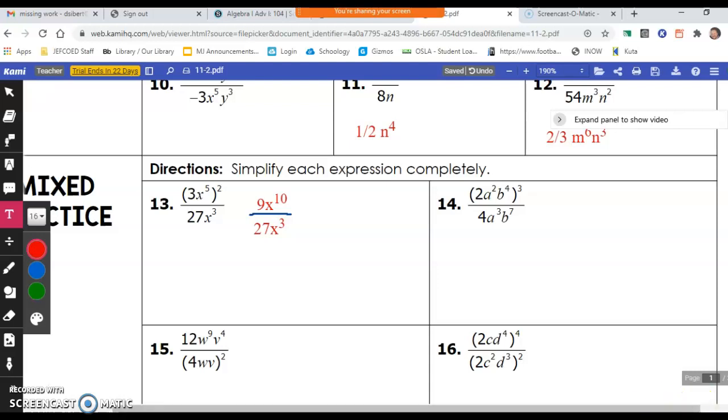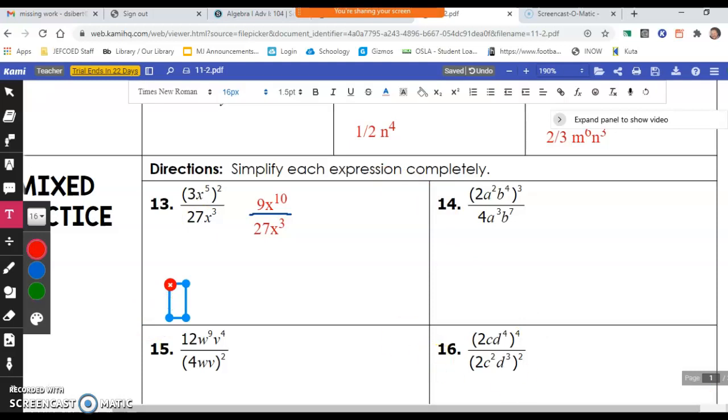All right, so for the quotient rule, the first thing we're going to do here is reduce the fractions. 9 over 27 is going to reduce to what? 1 what? 1/3. Good. And then x to the 10th divided by x to the 3rd is going to leave us with x to the 7th. Are we good there? All right.